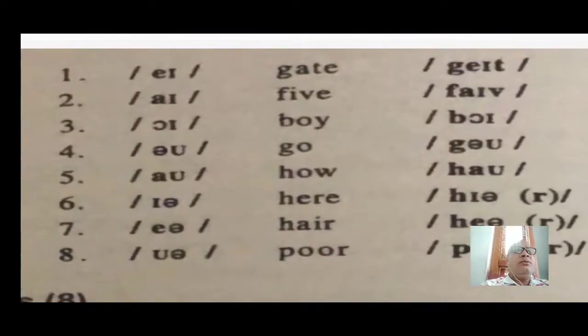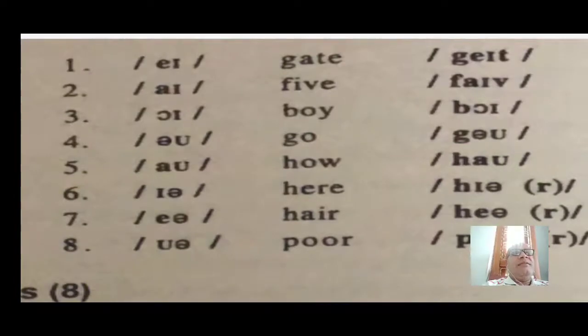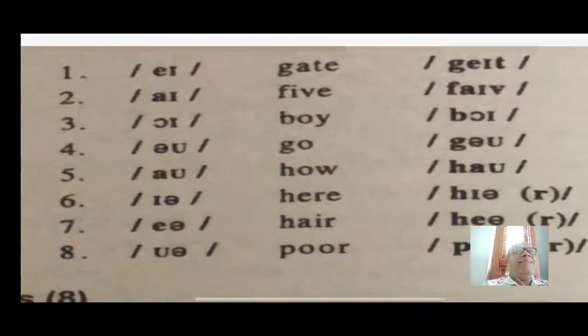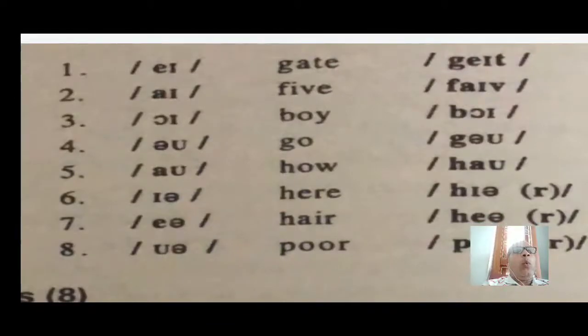Diphthongs are two vowel sounds. Well, not starting with W, it is starting with V. So when we are uttering V, our upper teeth should touch the lower lip. W is different. When we are pronouncing W, we should make our lips round. And here, these are the 8 diphthongs.